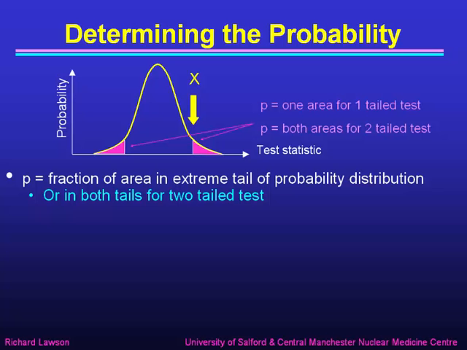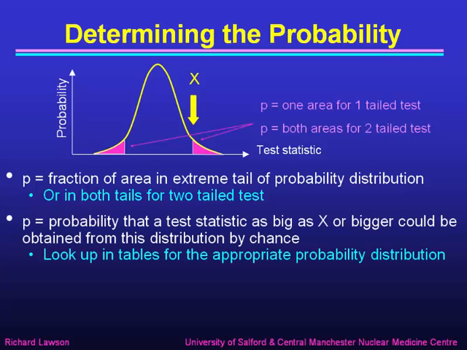Now, if we look at this curve and define P to be the area under the tails of the curve, it's the fraction of the area in the extreme tail of the probability distribution. If we're dealing with a two-tailed test, it's the sum of the two tails. If we're dealing with a one-tailed test, it's just one of those areas. It's equal to the probability that a test statistic as big as x, where we've marked x on the distribution, either x or bigger, could be obtained from this distribution just by chance.